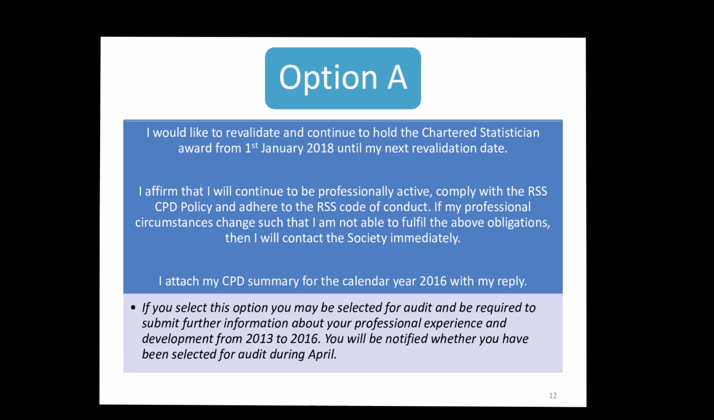My comment that I would make here is to remember to label your summary with your surname and membership number so that it can be readily identified as yours. We will be dealing with about 60 in this year's CStat revalidation process. So as indicated on the slide, if you select this option, you may be selected for audit and be required to submit further information about your professional experience and development from 2013 to 2016. You'll be notified whether you have been selected for audit during April.